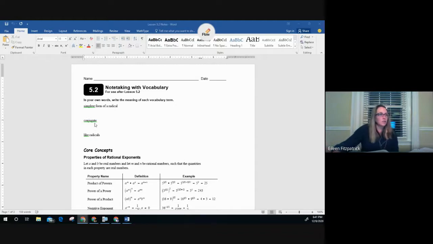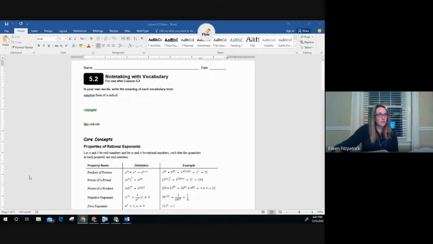All right, conjugate, we've talked about conjugate this year, and then like radicals. So like radicals are radical expressions with the same index and the same radicand. So the same little number out in front, like square root, cube root, fourth root, and what's under the radical has to match as well.